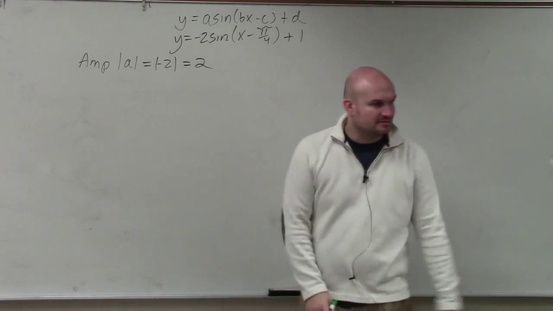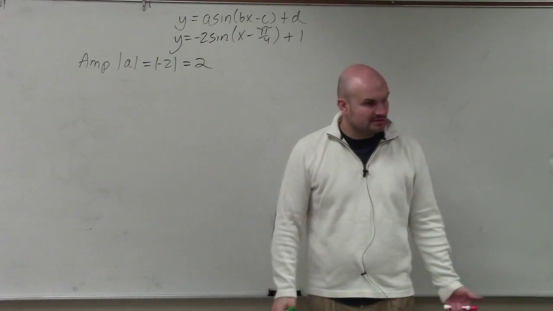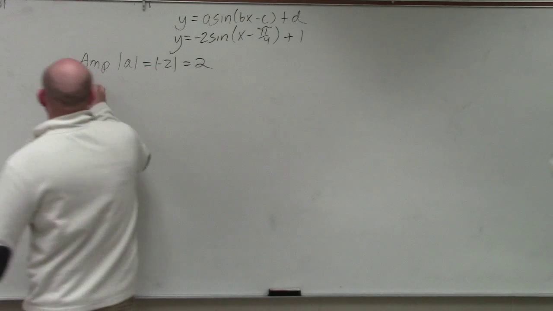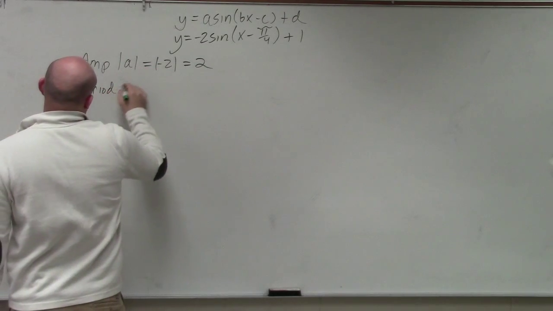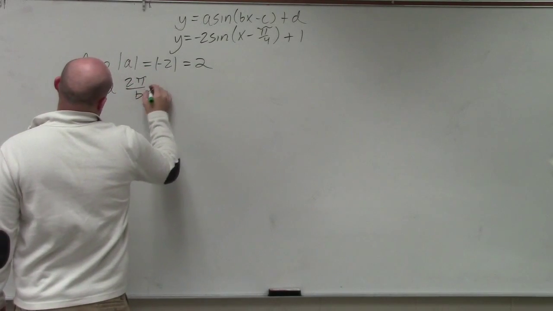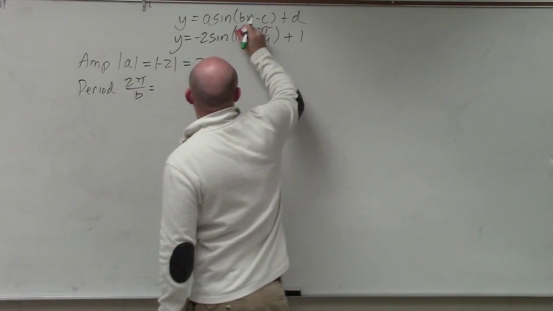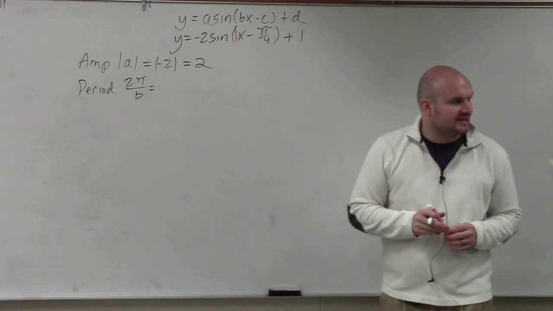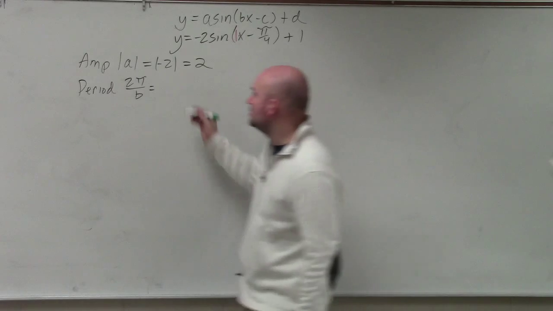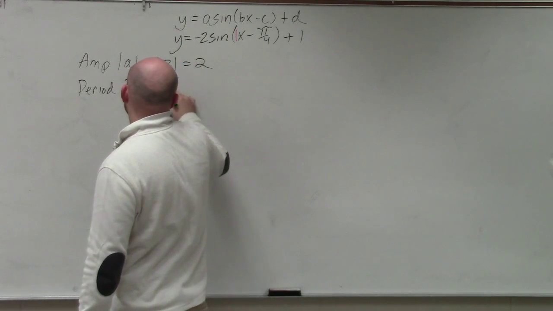Is everybody OK with me? Yes? We're good? OK. Period: 2 pi divided by b. Well, 1 is in front of b in this case, right? So this isn't that bad of a problem. So it's just 2 pi divided by 1.